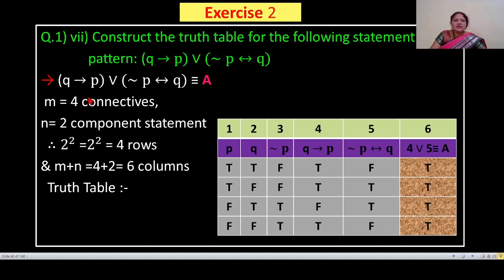And last column is Q implies P, means fourth column, and negation P double implies Q means fifth column, and disjunction of fourth and fifth column. Disjunction is true in all cases except when both statements are false. If both statements are false, then their disjunction is false, otherwise true. Let us see. T, F, T, T, T, T, F, T, T, T, F, T.